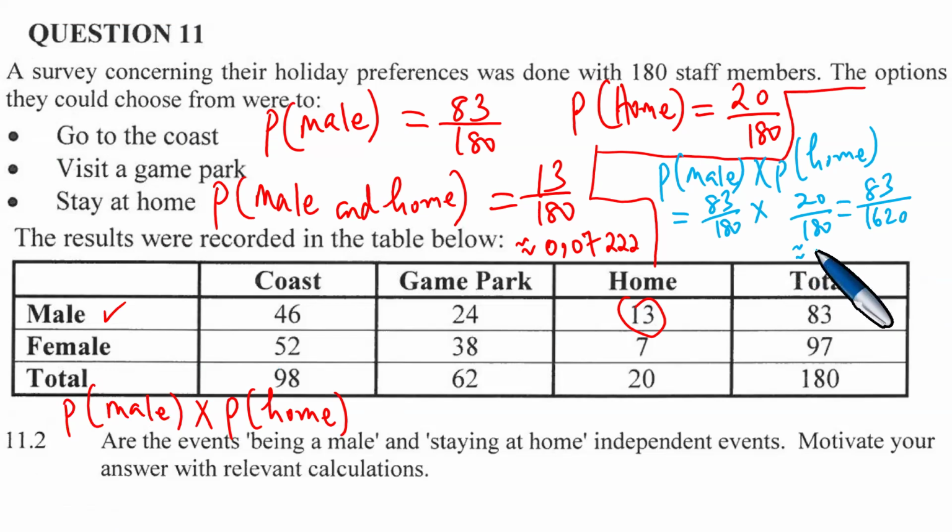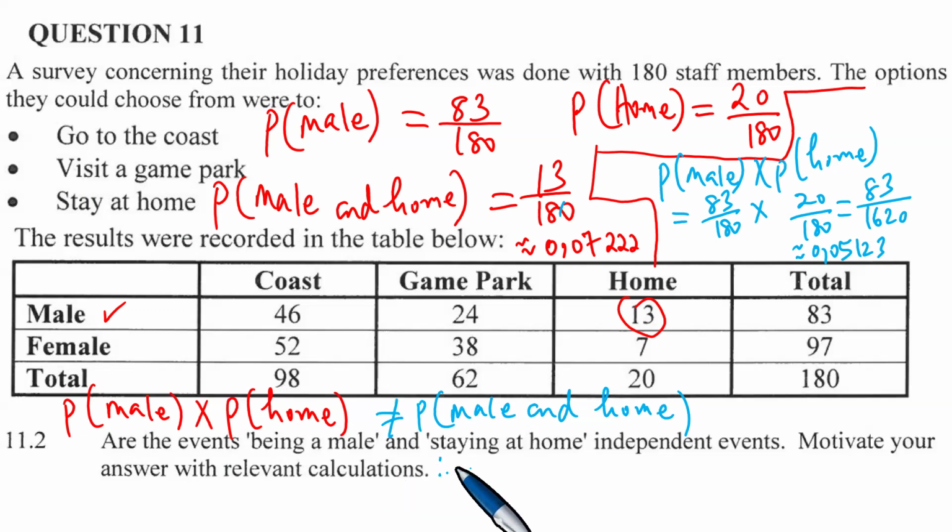It's going to be approximately 0,05. So in the end, when you do this, you are able to see that the probability of male times the probability of home is actually not equal to the probability of male and home, because the probability of male and home is 13 out of 180. So 0,07 is not equal to 0,05. Are the events being male and staying at home independent events? Motivate your answer with relevant calculations. We see therefore that they are not independent events.